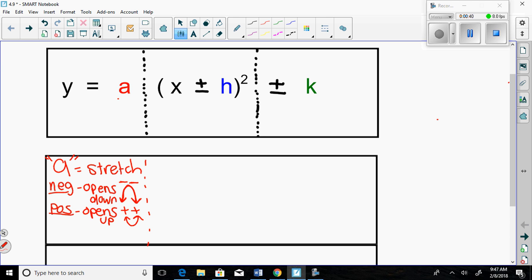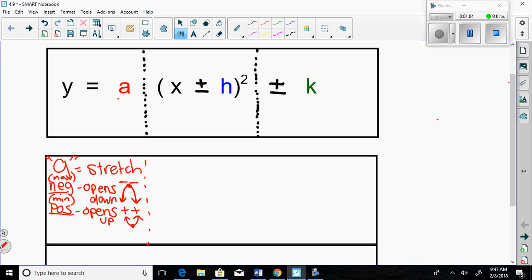So the vertex, if it's negative, this is the very top, that vertex. Would that be considered your maximum or your minimum? It's at the very top. Max. So if that's negative, you're also going to have a max. So you can put that right there. What if it's positive? What if that would be at the very bottom? What would that be? Your min. So that can also tell you that as well.